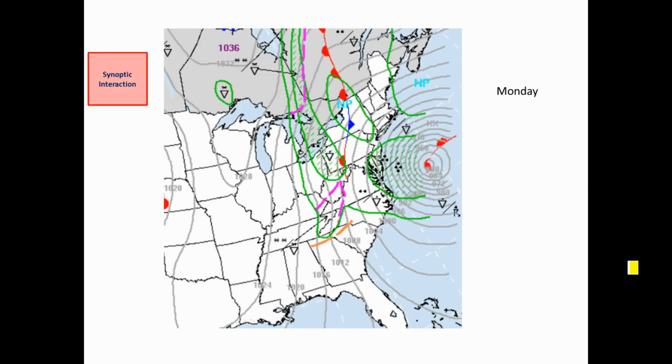Synoptic interaction is also a high vulnerability. We do have a stalled or stationary front dividing the cold air and the warmer air, and as that moisture pushes into that front, that's going to enhance precipitation along that frontal boundary as well.